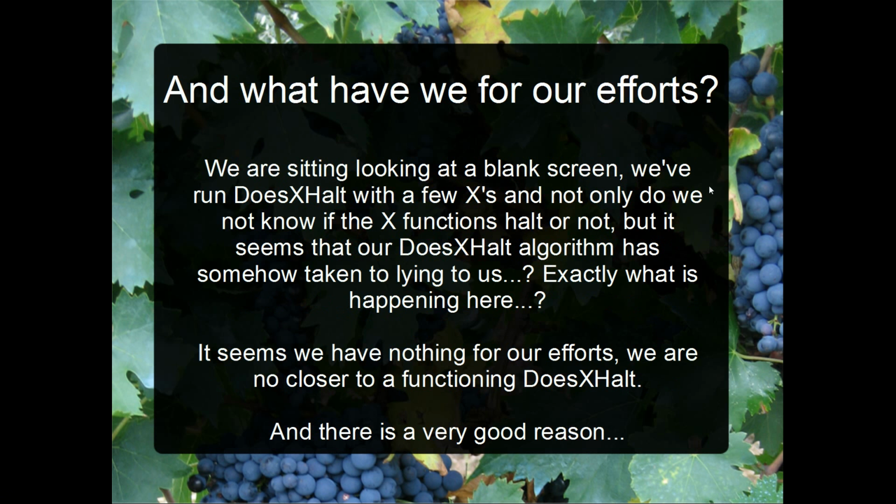So what have we for our efforts? Well, we're still sitting here looking at a blank screen. We've run does X halt with a few X's, and not only do we not know if the function X halts or not, but it seems, rather strangely, like our does X halt algorithm is somehow lying to us. What in the world is happening here? We've got nothing for our efforts. We seem no closer to actually designing the does X halt function, and there happens to be a very good reason for that.